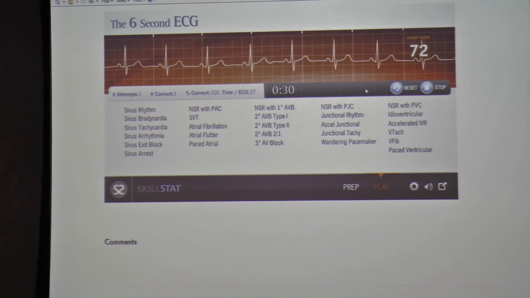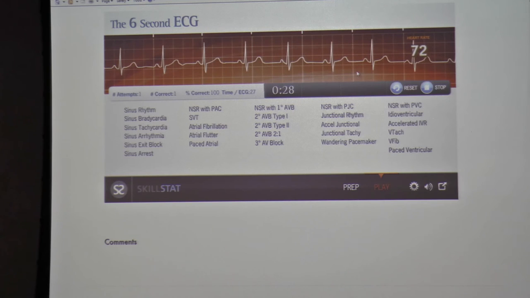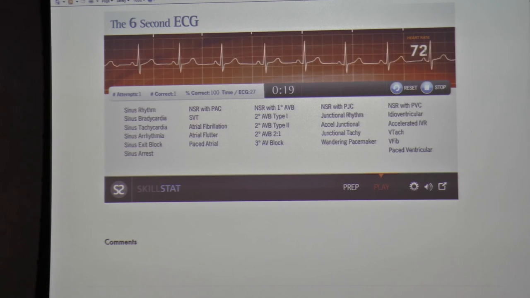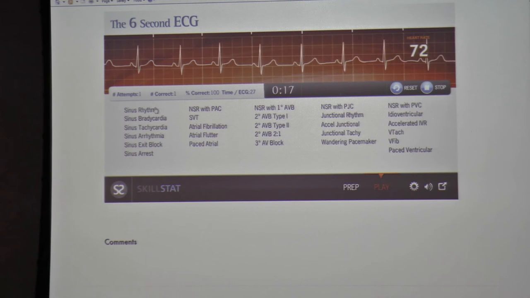Right. What do we have here? P, QRS, right? Everything's good, narrow, P waves, normal PR interval, T waves, nice and regular, heart rate is 72. This is what we hopefully are all in.